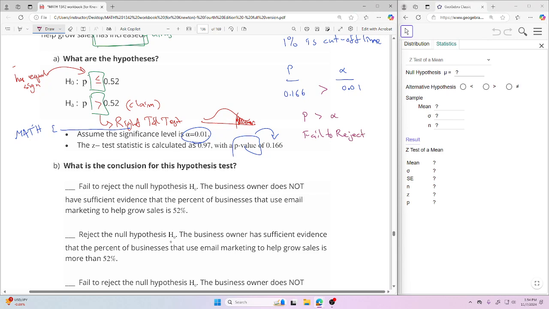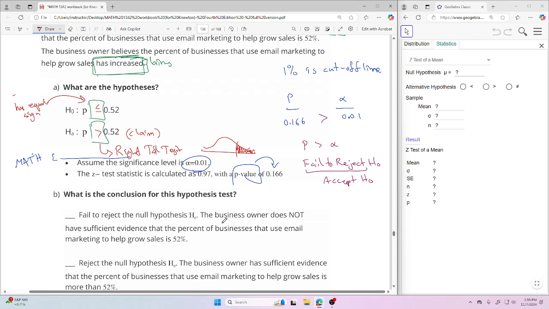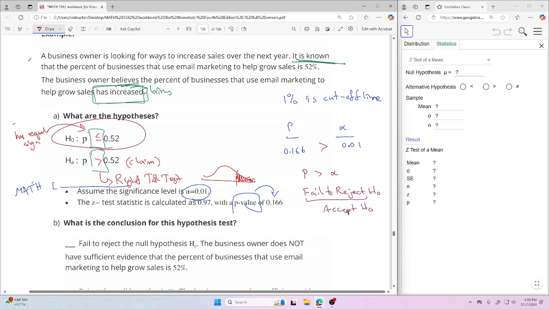H naught. But what does it really mean to fail to reject? Means accept H naught. I like that. I'm going to accept it. Sounds good to me. It's a good thing. So this right here, I'm saying yay, I like you. Smiley faces. Let's do some flowers.